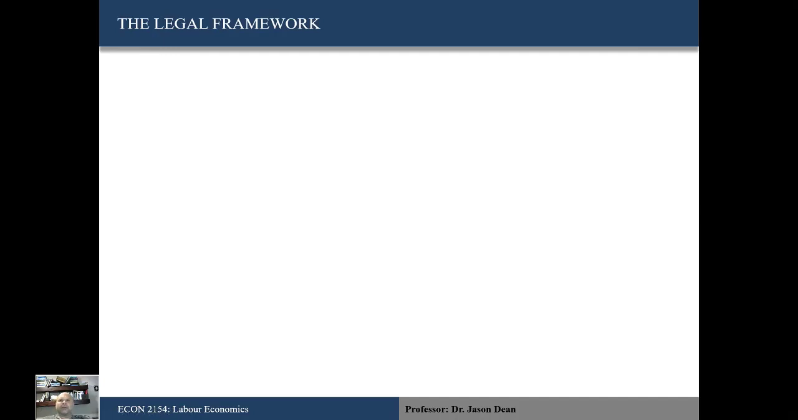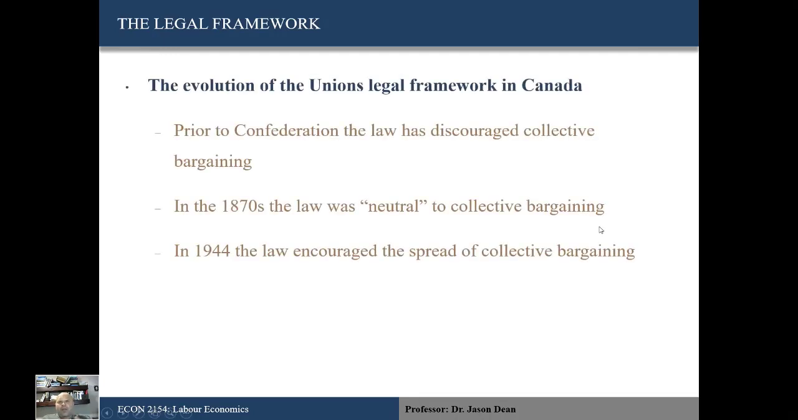Let's talk a moment about the legal framework. There are three main phases in which the legal framework in Canada has changed, or three main key time periods that we're going to focus on discussing. First is prior to Confederation. Essentially, before Confederation, the law discouraged collective bargaining. Judges interpreted the common law to hold that collective action by employees was an illegal action, and in fact a criminal action.